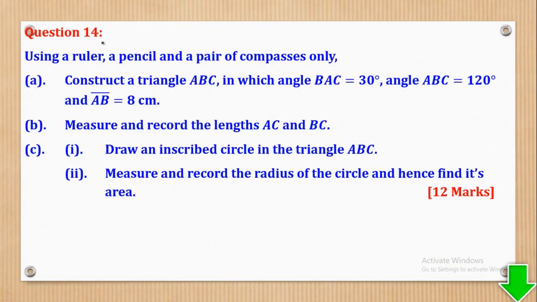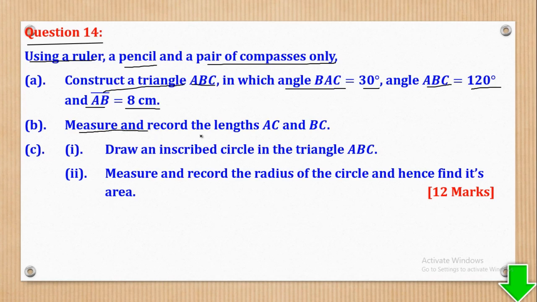So now we shall go to question 14. Question 14 says, using a ruler, a pencil and a pair of compasses only, construct a triangle ABC in which angle BAC is 30 degrees, angle ABC is 120 degrees, and side AB is 8 centimeters. Measure and record the lengths of AC and BC. Then Roman 1, draw an inscribed circle in the triangle ABC. Roman 2, measure and record the radius of the circle and hence find its area.